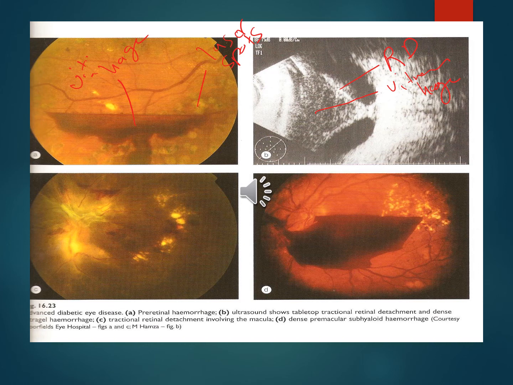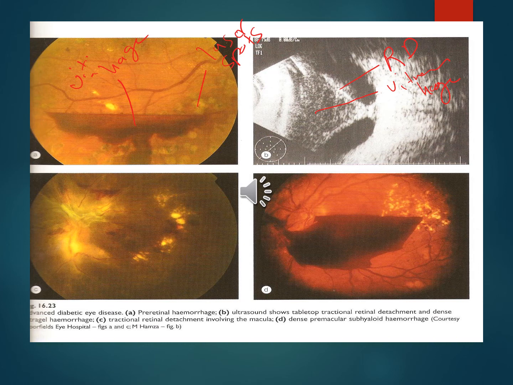So the complications are vitreous hemorrhage and retinal detachment. The patient with diabetes, when he presents to us with sudden painless loss of vision, we should exclude vitreous hemorrhage. And our workup here, especially when there is total vitreous hemorrhage and there is no fundus view, the best or first tool to be used is ocular ultrasound.